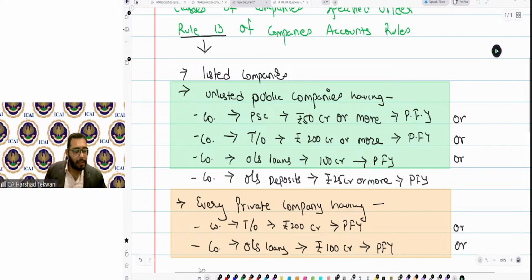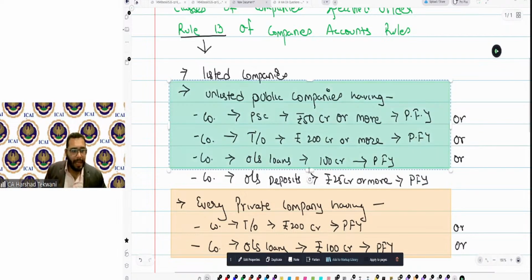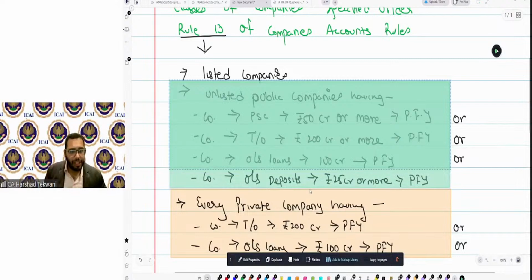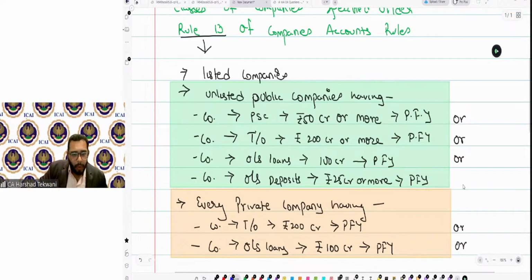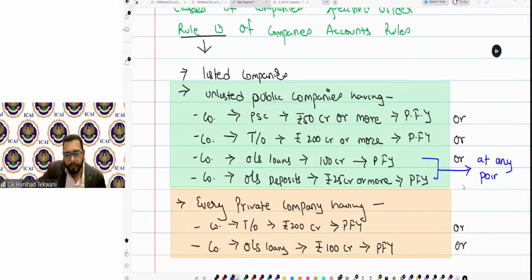Why did I keep this condition left? The reason is that I just wanted to explain the difference between "during the financial year" and "at any point of time during the preceding financial year." So these both conditions, this one and this one, are at any point. They are required to be checked at any point.